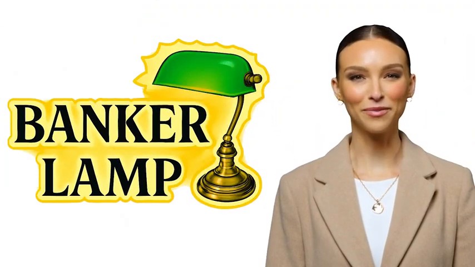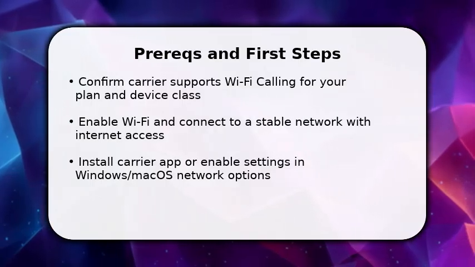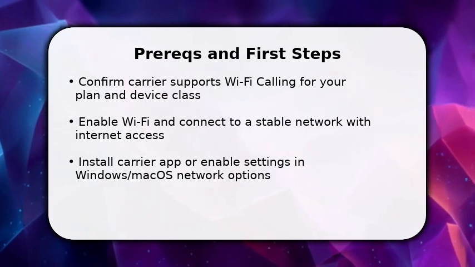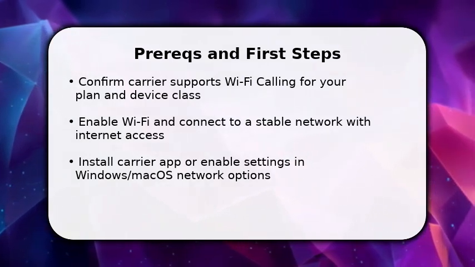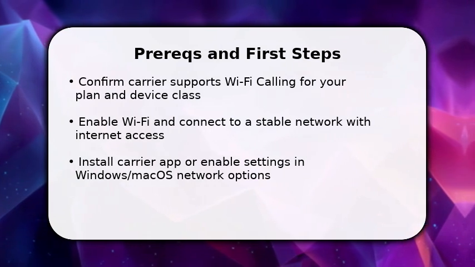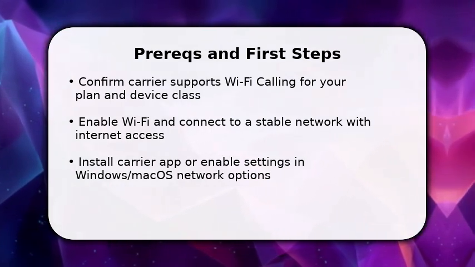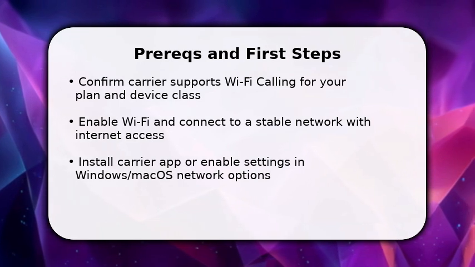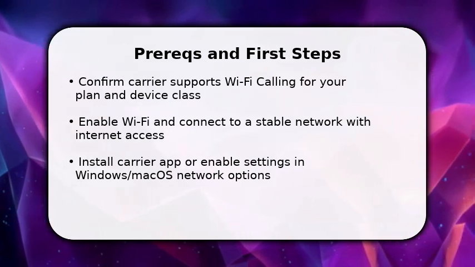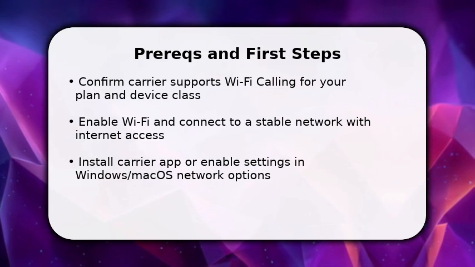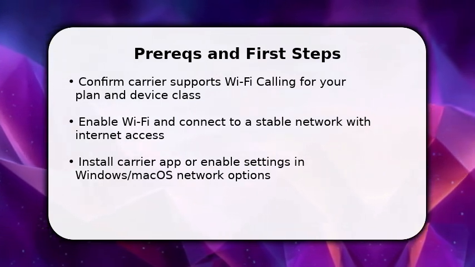Please enjoy the video. You'll start by confirming two essentials. Your cellular carrier permits Wi-Fi calling and your laptop has an active internet connection. Connect to a reliable Wi-Fi network, then open System Network Settings. On Windows, go to Settings Network and Internet. On Mac OS, open System Preferences Network.